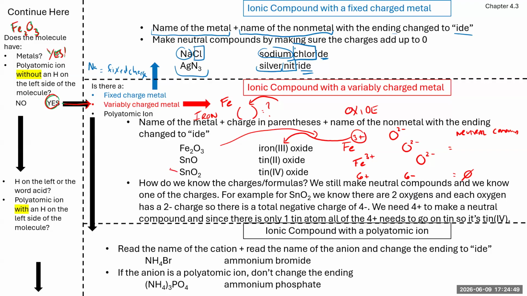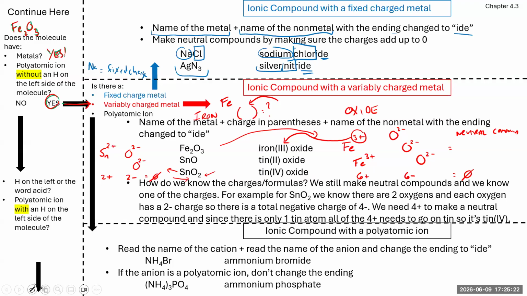All right, let's do this one. Let's do tin. Tin is variably charged. We know we have 1 tin and we have 2 oxygens because of the formula, right? 2 here, there's nothing here, so it's a 1. Each oxygen is a 2 minus. We want to make neutral compounds, so we have to have a 2 plus. Because there's only 1 tin, all of those positive charges have to go to that 1 tin.